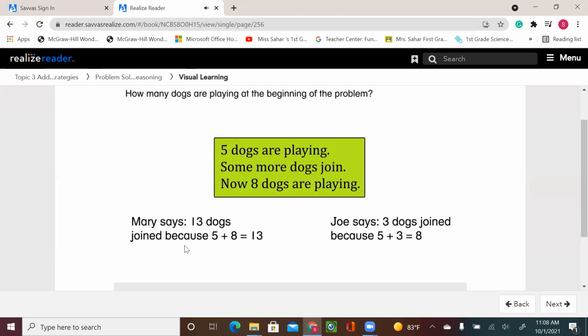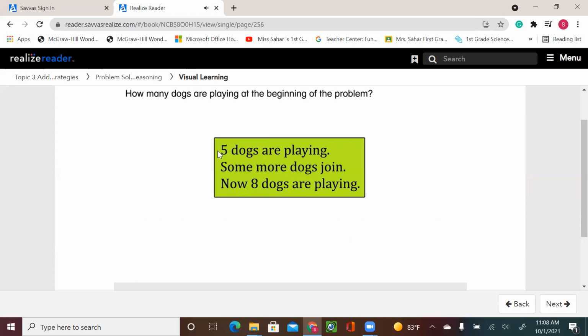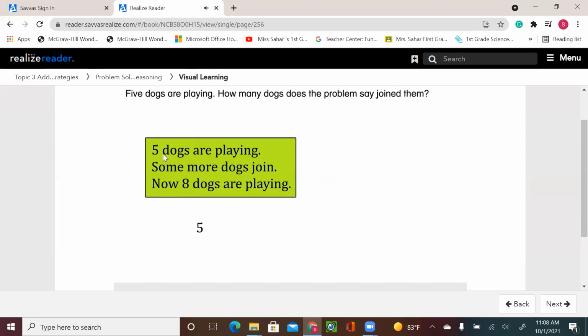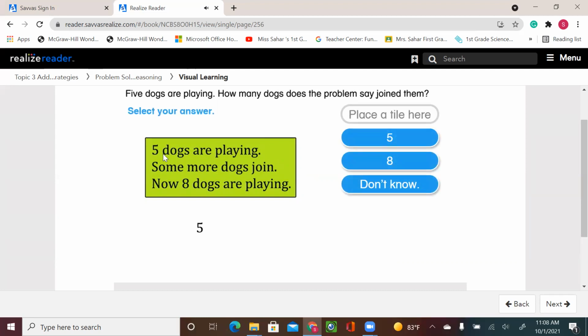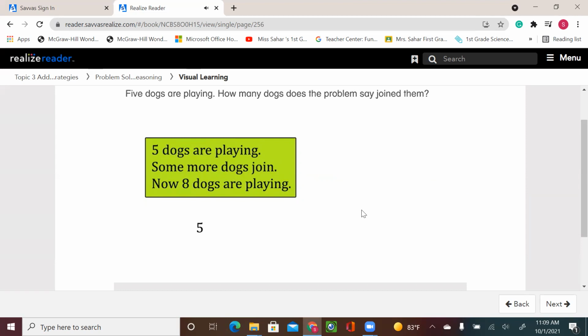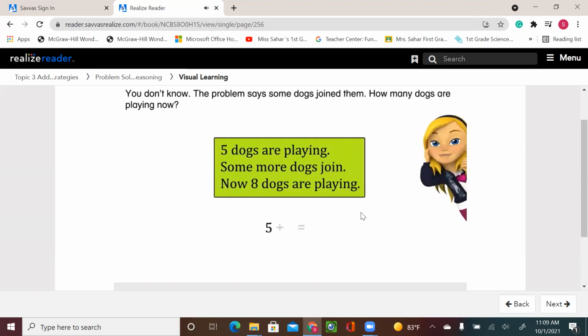How many dogs are playing at the beginning of the problem? 5 dogs are playing. How many dogs does the problem say joined them? Select your answer. So 5 dogs are playing. That's what we know. Some more dogs join them. So some more dogs join these 5, but I don't know how many. So do we know 5, 8, or we don't know? We don't know. The problem says some dogs joined them. How many dogs are playing now?